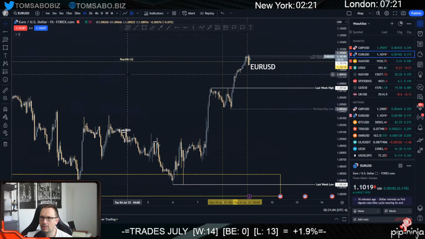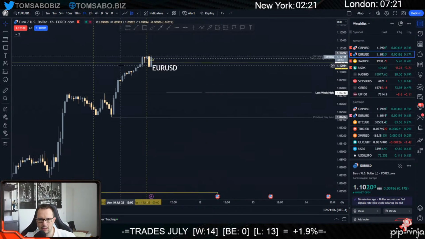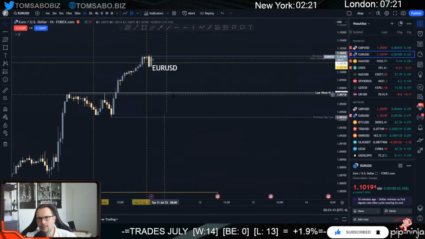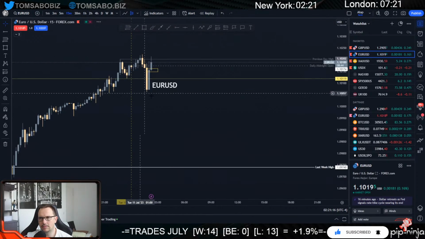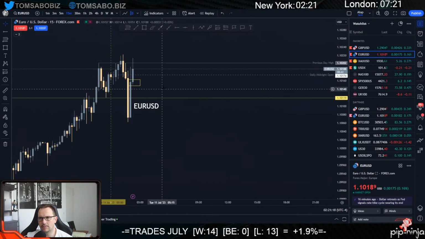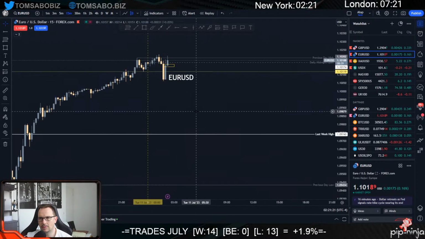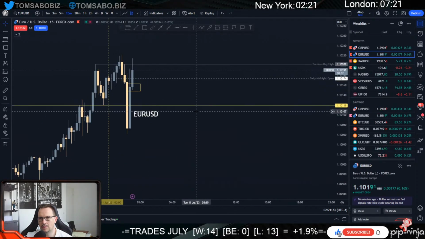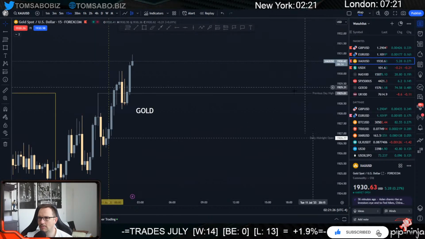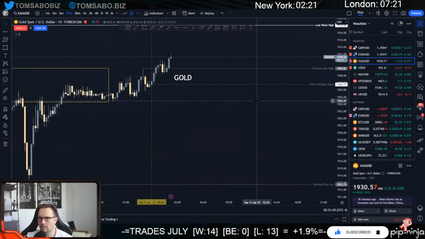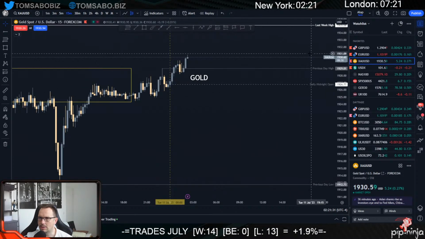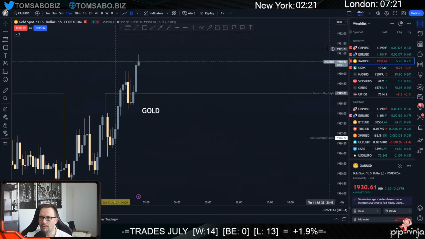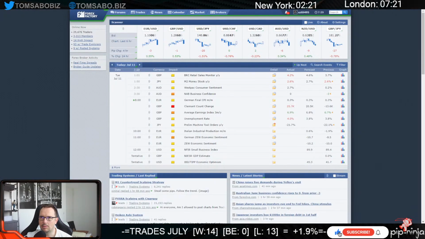Euro, dollar. All right, let's see. Gold is pushing higher. Look at how close it is to last week's high. I would definitely try to go long.